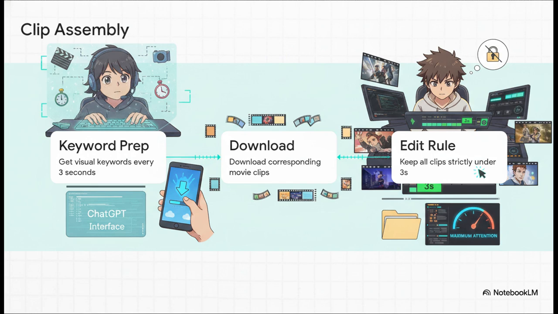So, the crucial point here is how we handle these movie clips in the edit. Step 1. Ask ChatGPT to analyze your script and suggest visual keywords for every 3 seconds of the audio. Step 2, you go out and download those specific clips. And step 3, and listen, this is non-negotiable. When you assemble this in CapCut, you must keep every single clip strictly under 3 seconds. This incredibly fast pacing entirely avoids copyright issues while keeping the viewer's attention spiked to the absolute maximum.